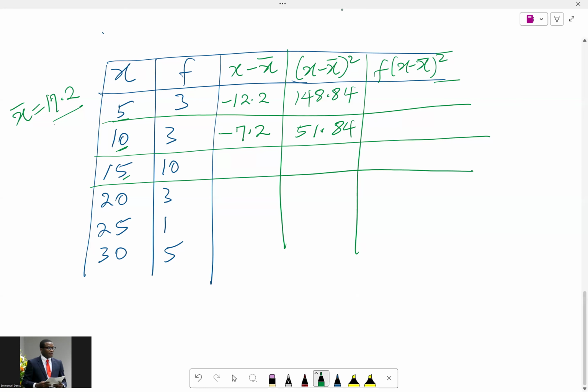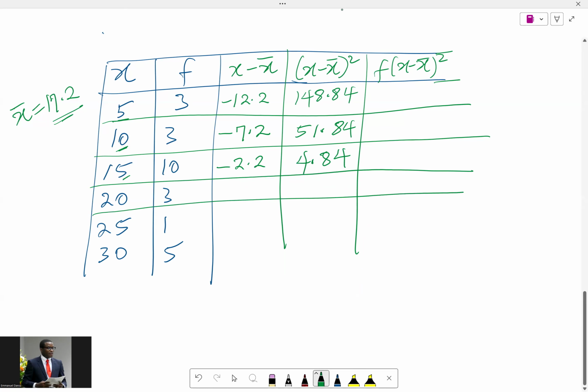Then next, we have 15 minus 17.2. I guess now we can already see a pattern. 15 minus 17.2 will be minus 2.2. Minus 2.2 squared is equal to 4.84.